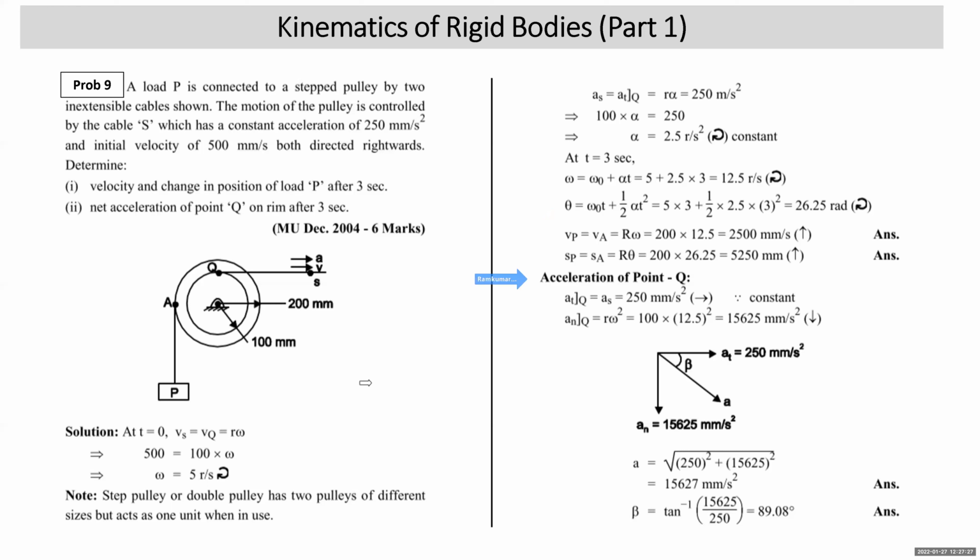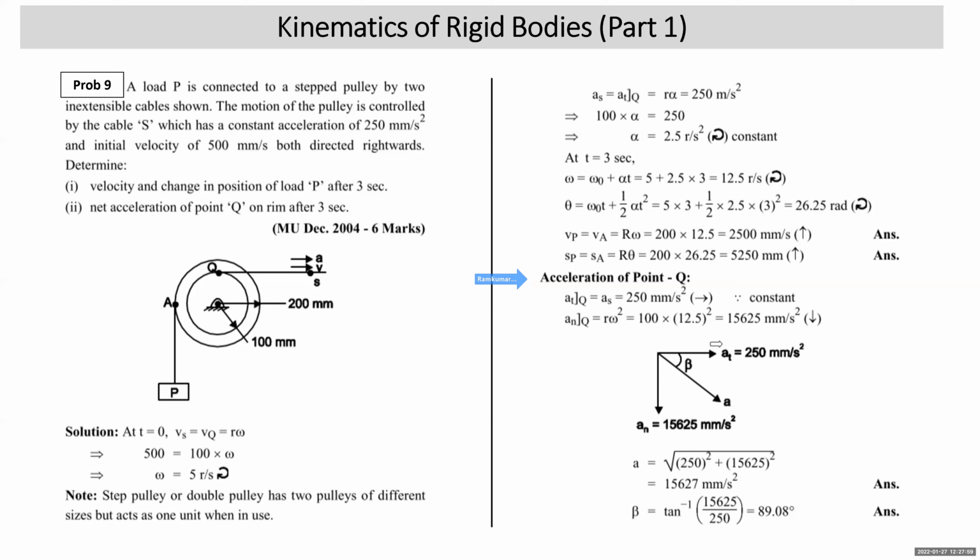He is asking for the acceleration of point Q at t equal to 3 seconds. Now the tangential acceleration of point Q is going to remain the same. It is given, it is constant, right? A_S is given as 250 and it will be the tangential acceleration of point Q. Whereas the normal acceleration of point Q will be r omega square. R is 100, the radial distance of point Q, and omega after 3 seconds we found to be 12.5. Substitute in that, and you get 15625 mm per second square. As he is asking for the resultant acceleration of point Q, we need to draw a diagram.